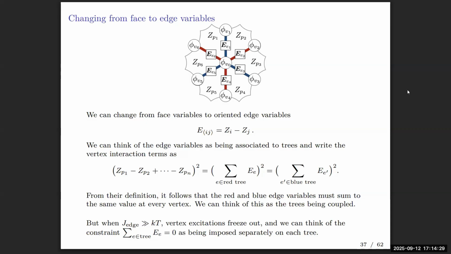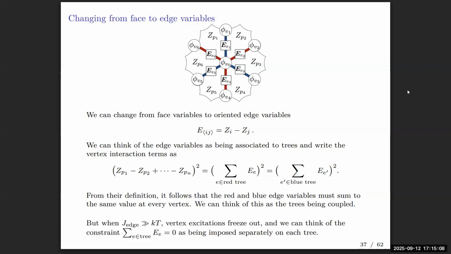So now you can think of the edge variables as being associated to trees, right? I've drawn them two now, one in red and one in blue. And then the interaction term is the sum of the squares. You remember the edges are the differences between the two sets. So for example, in this case, where we have 6 faces, you can think of it as being 3 edges, right? That gives you the 6 terms from the differences, or the opposite 3 edges. So generically, if you want to think in this tree language, then you have coupled trees, because the values of the sum have to agree with each other, right? It's the same sum of 6 face variables.